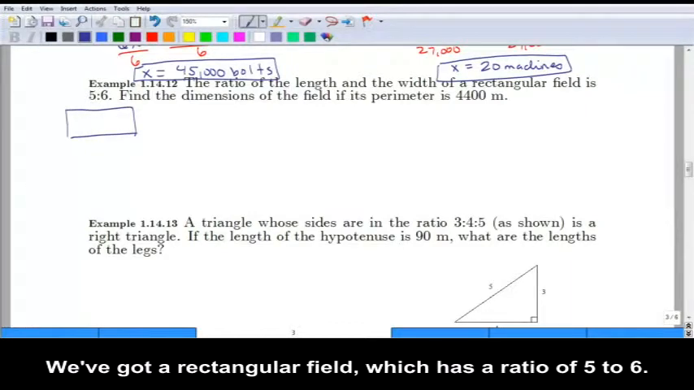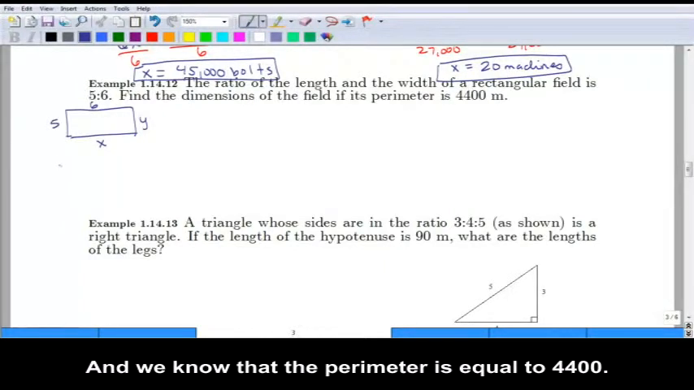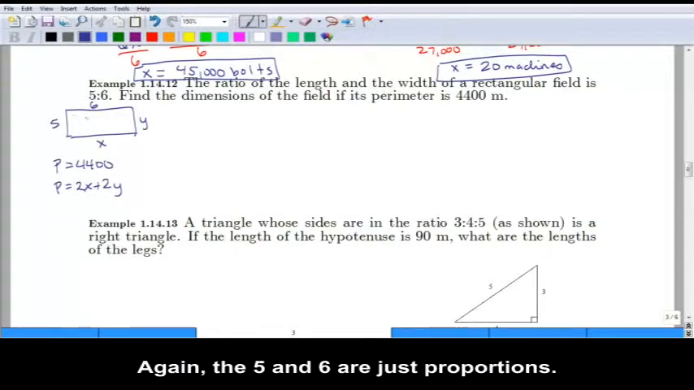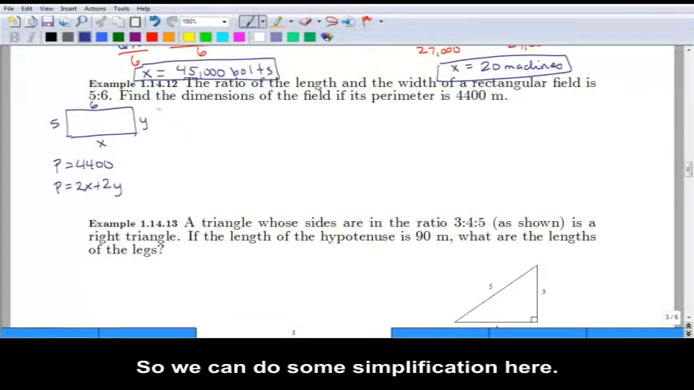We've got a rectangular field which has a ratio of 5 to 6. I'm going to call this X and this Y. And we know that the perimeter is equal to 4,400. Well, we also know that the perimeter should be 2x plus 2y. Again, the 5 and 6 are just proportions. And we know that any perimeter is twice the base plus twice the height. So we can do some simplification here.